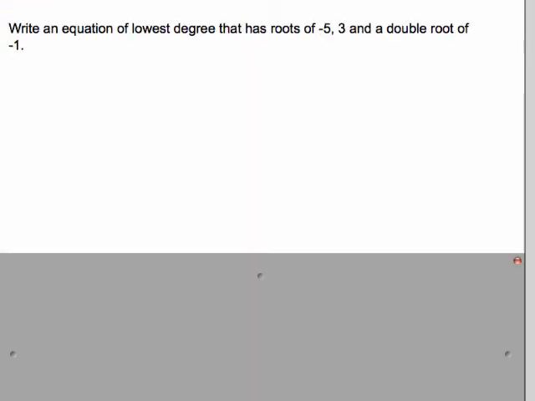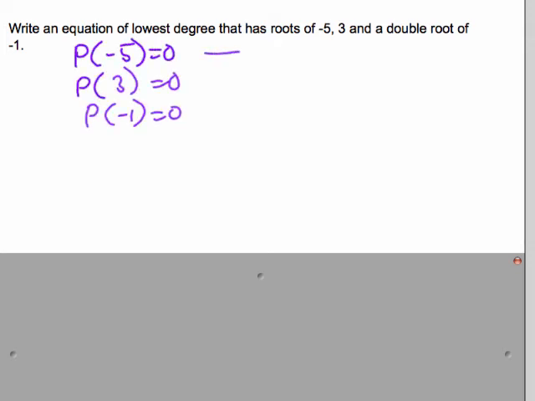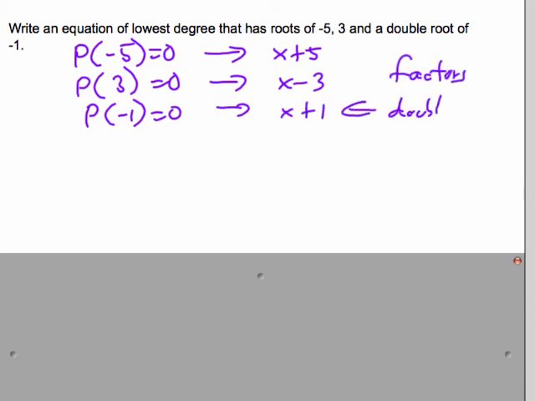Another variation in question with this topic: write an equation of lowest degree that has roots negative 5, 3, and a double root of 1. By roots we mean that when you plug these values in, you get 0. And so by the factor theorem we know that this and this and this are factors. This is a double root, or multiplicity 2. And so putting all this together, I'm talking about x minus 1 squared, 2 factors of that, multiplied by the other 2 factors.